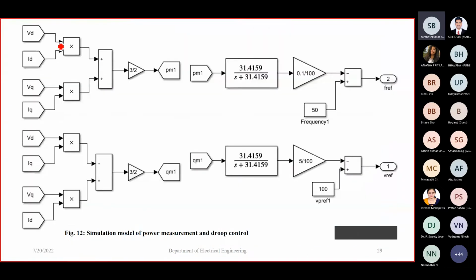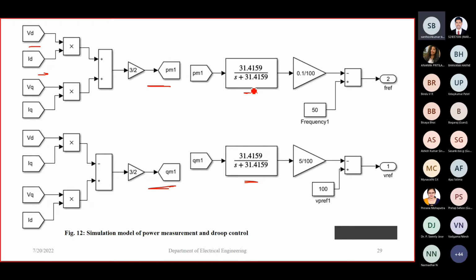Here you can see, once you get the VD and IQ, you can get the active power and reactive power also. And this is the filter. The main drawback in the group control is that we are not considering the instantaneous powers. We are considering some averaged values of the power. That's why this is the drawback in the group control and VSM control.